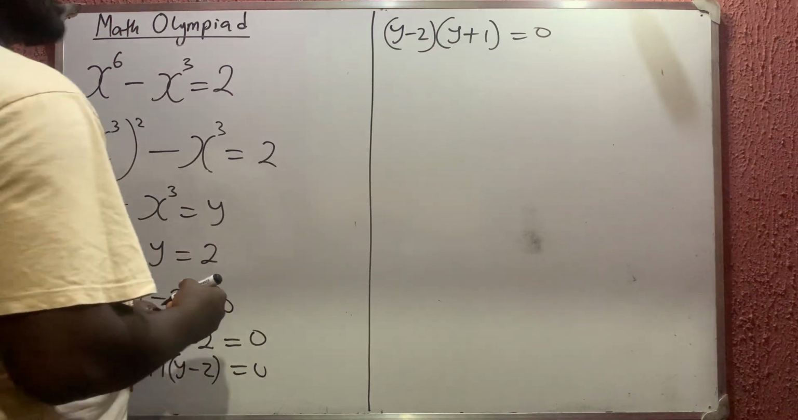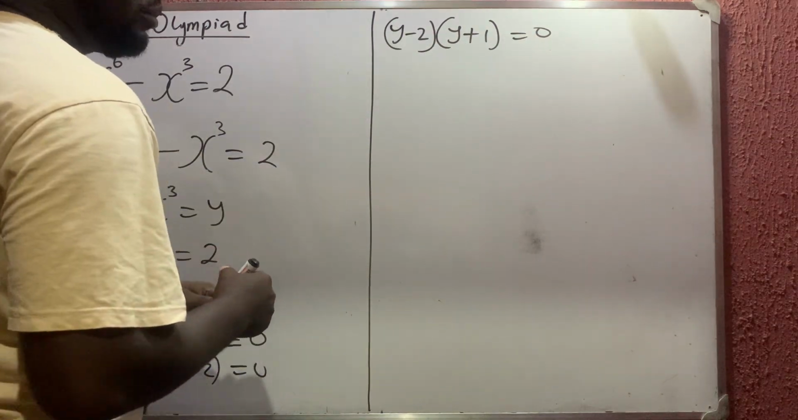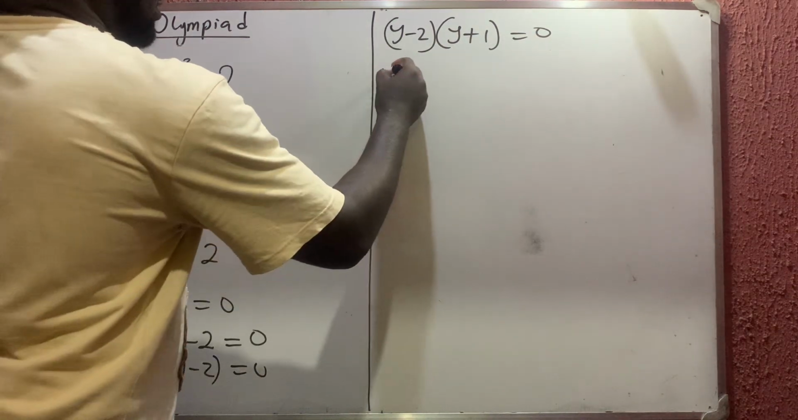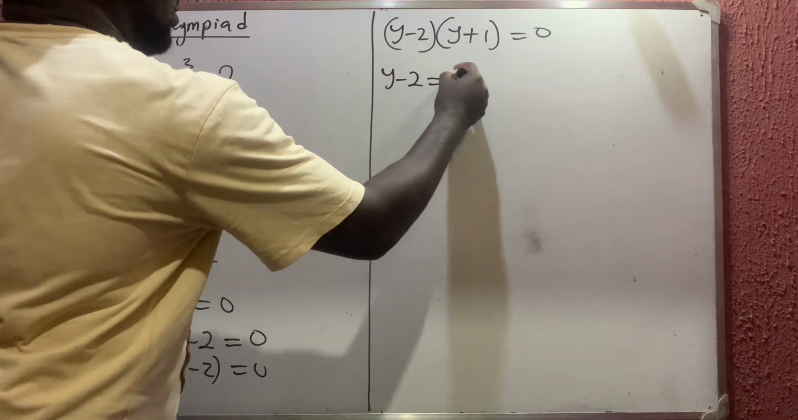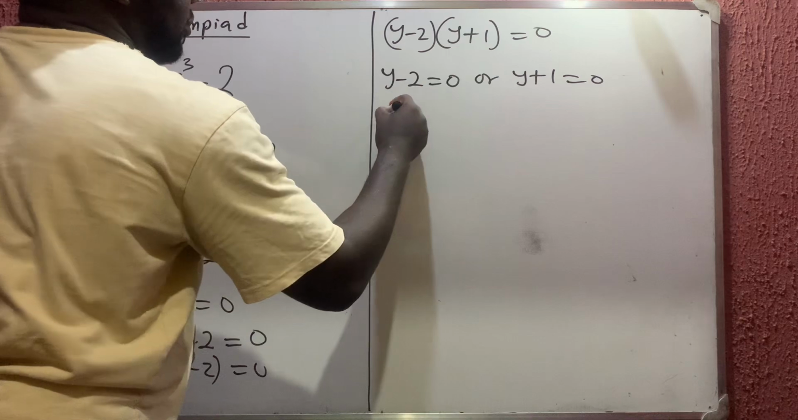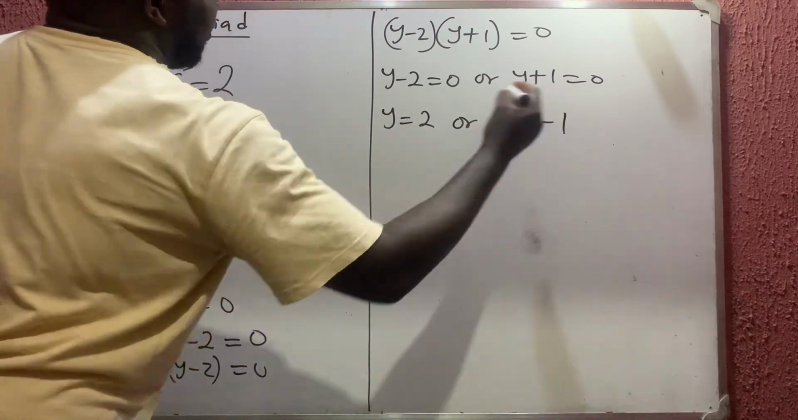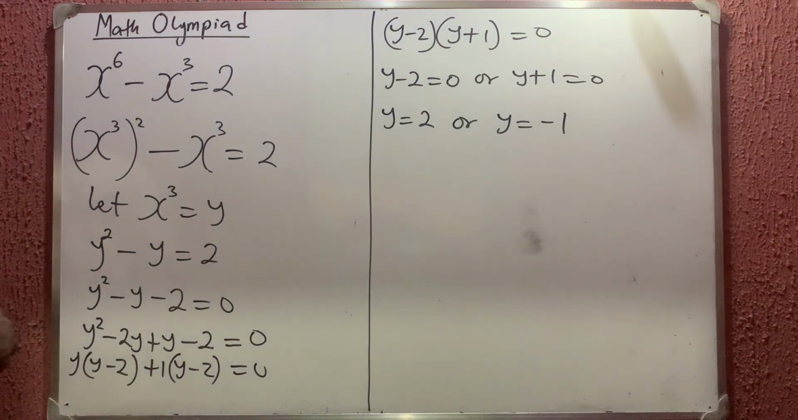Don't forget that when the product of two things is equal to 0, automatically one of them must be 0. So we have that either y minus 2 is 0, or y plus 1 is 0. So my y is 2, or my y is minus 1. But the question here is, are we looking for y? No. We are looking for x.